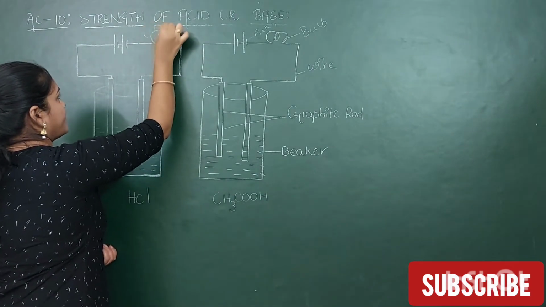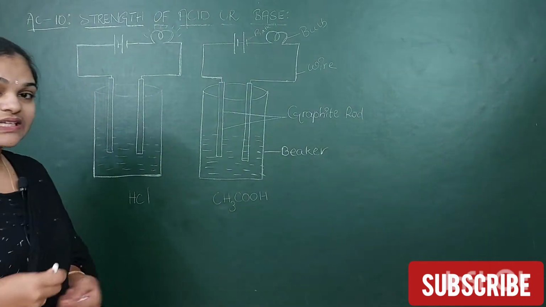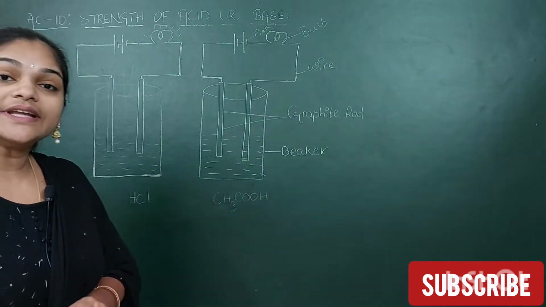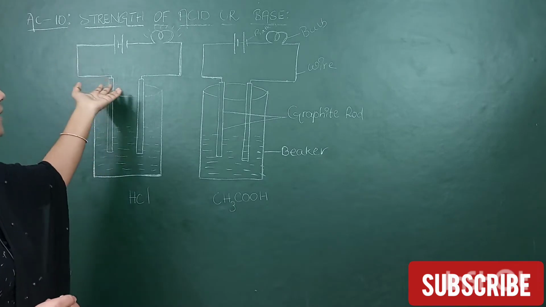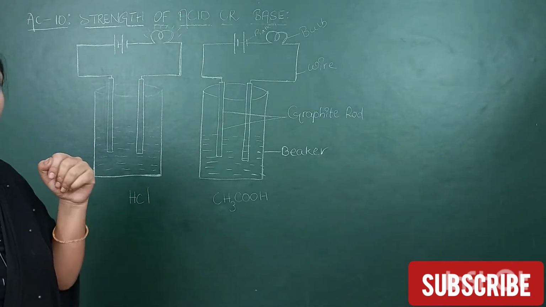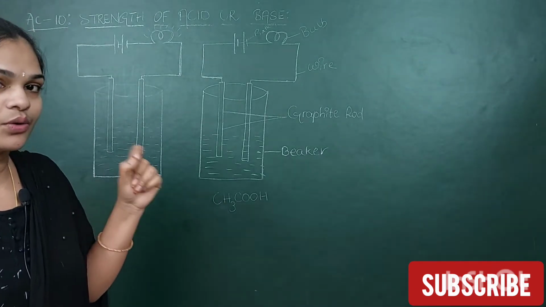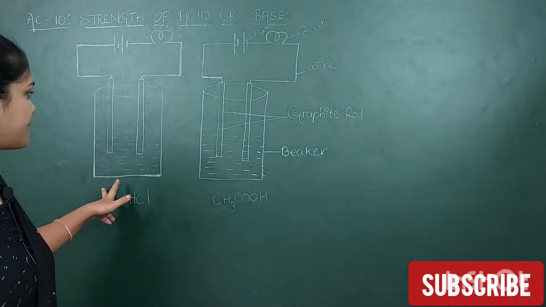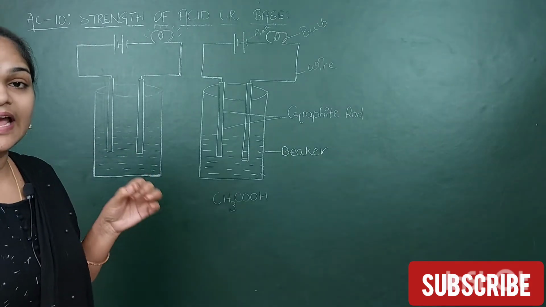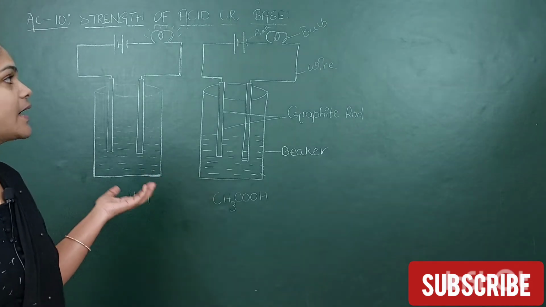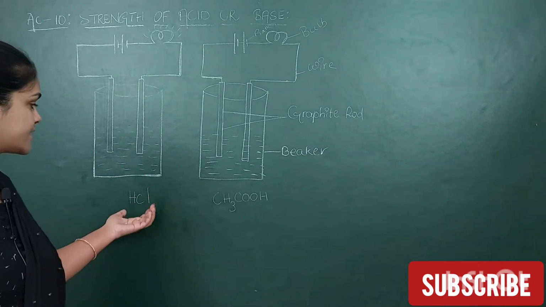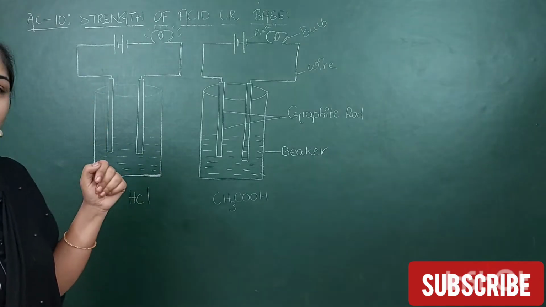Why? Because it is acid. When you take acid and it is connected to the graphite rods and the battery, you will see the bulb glow. There is a pass of electricity. When electricity flows in that circuit, you can see the bulb glowing. So when you take HCl solution, the bulb will be glowing.